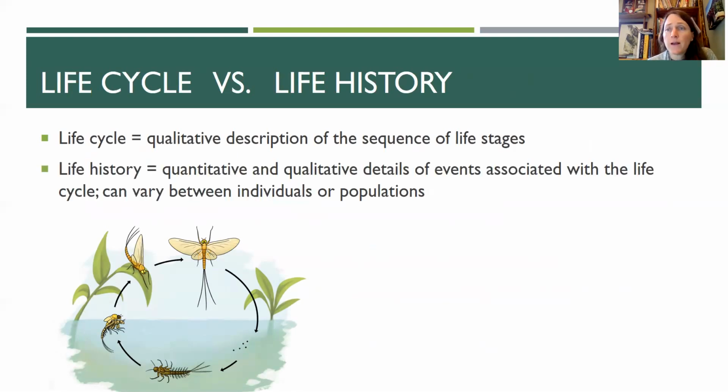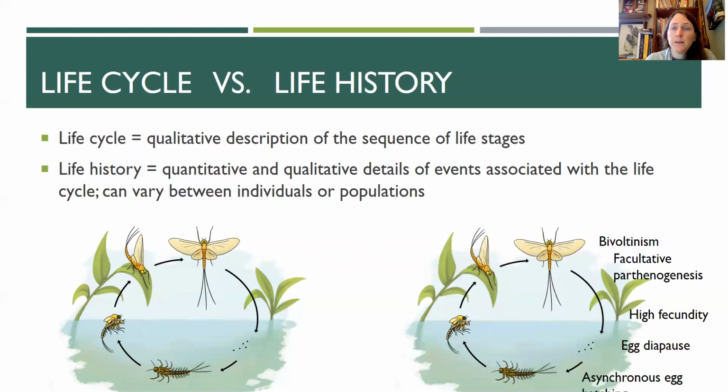The life history of an organism is a little bit more detailed and involves both quantitative and qualitative details of events associated with the life cycle, and this can vary a lot between individuals or populations. So for example, you might have an individual that's laid as an egg, and then the egg goes through diapause. Maybe that leads to asynchronous egg hatching for the population. And so then you end up with a population spread among multiple instars. They're not all developing at the same rate. And then you have different hatching timings because of those differences in instar development.